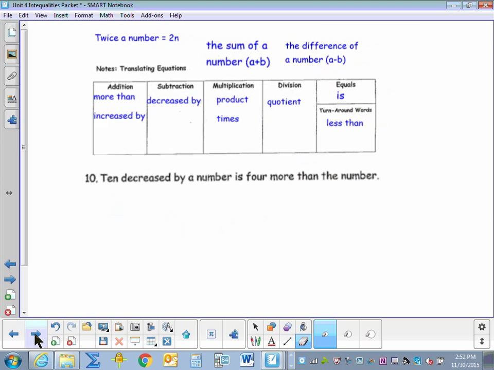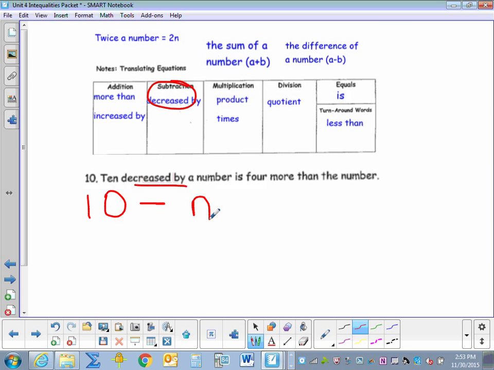And number 10. 10 decreased by a number is 4 more than the number. So decreased by is subtraction. So 10 is being decreased by n. Is equals 4 more than is addition. So 4 plus a number. So 10 minus n equals 4 plus n.